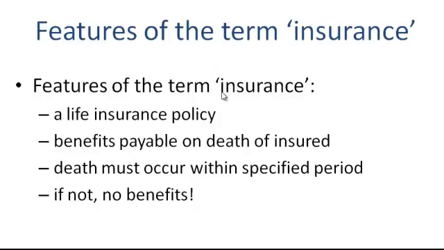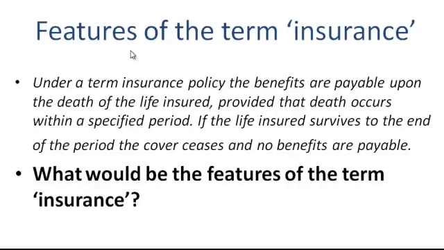So the features of the term insurance would be as follows: a life insurance policy, benefits are payable on death of insured, death must occur within a specified period, and if death does not occur within a specified period, then there are no benefits. So we see 4 features here of the term insurance from that explanation that we saw earlier on.